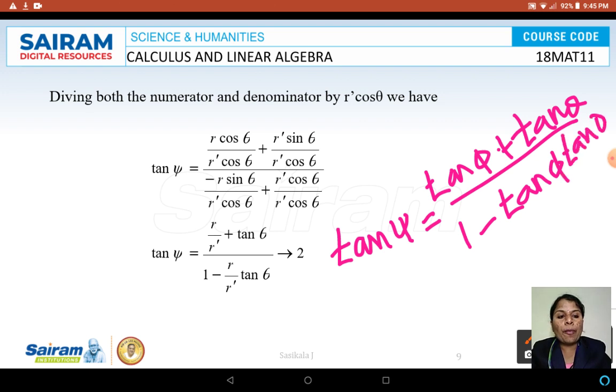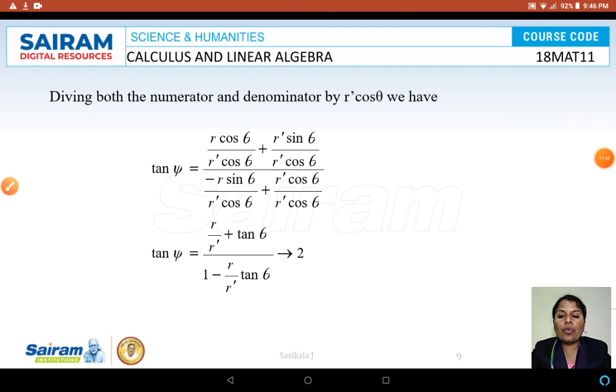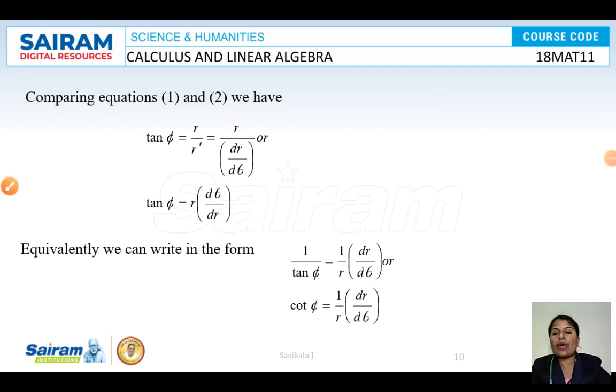This is my equation number 1, from psi is equal to theta plus phi that we have written. So you can compare these two equations. Tan theta remains the same, but instead of tan phi I have r by r dash. Since the left side is equal, I can compare the right sides from equations 1 and 2. Tan phi is equal to r by r dash, which is equal to r by dr by d theta, so you can write it as r into d theta by dr. This is the relation which gives the expression in terms of phi, and we can easily find the angle between the radius vector and tangent using this result.